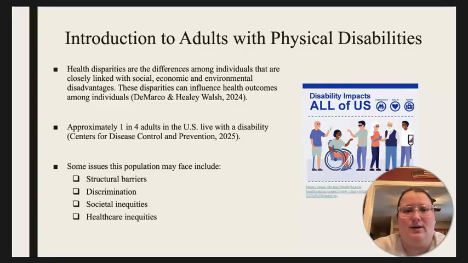So an introduction to adults with physical disabilities. Adults with physical disabilities do represent a systemically disadvantaged population because of the structural barriers, discrimination, and inequitable healthcare access. According to the Centers for Disease Control and Prevention, 1 in 4 adults have a physical disability, and mobility impairments are among the most common. Again, some issues that this population may face include structural barriers, discrimination, social inequities, or healthcare inequities, which we will be further reviewing within this presentation.